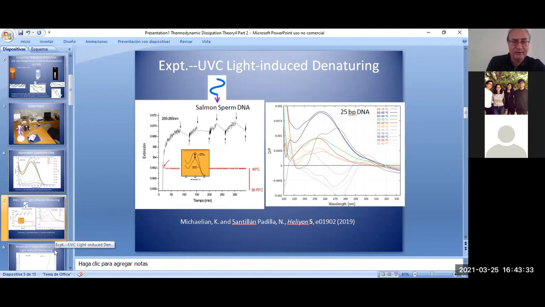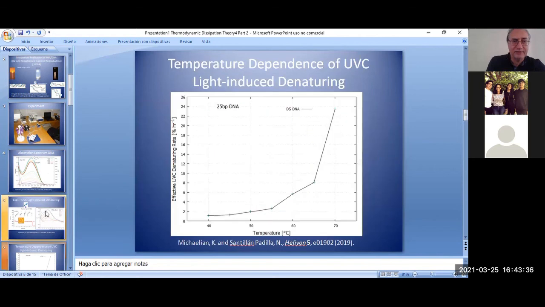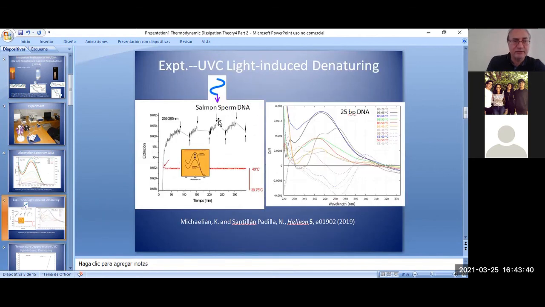And the important thing to note is that this denaturing is really tied with dissipation of photons. So every irreversible process, and life is an irreversible process, has to be tied to dissipation of some kind.